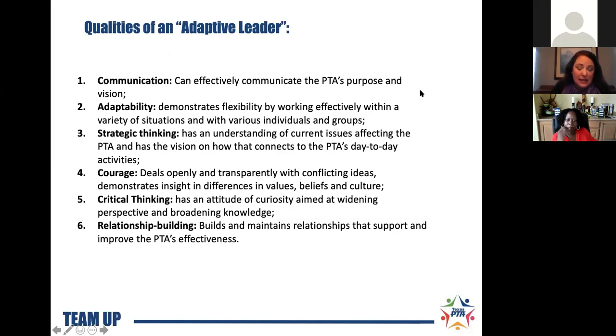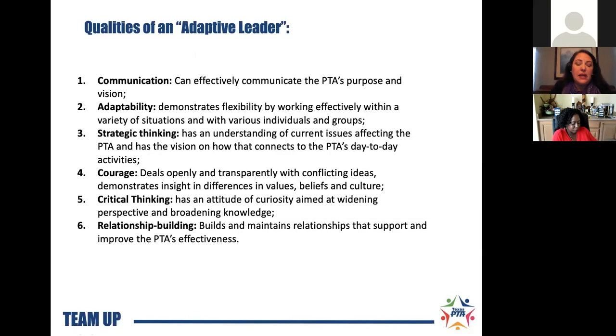Second, and speaking of stakeholders, adaptive leaders are flexible and work well within a variety of situations and with various groups of people. As a leader, do you make assumptions that everyone on your board is motivated by the same things that motivate you? Or do you take the time to get to know that each board member has different hopes to get something out of their PTA service?